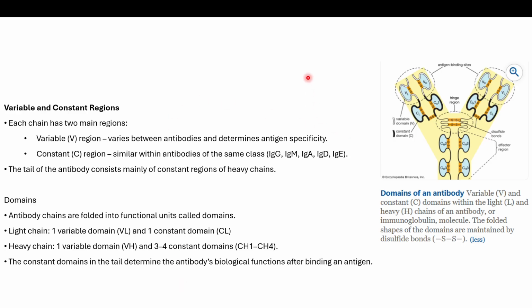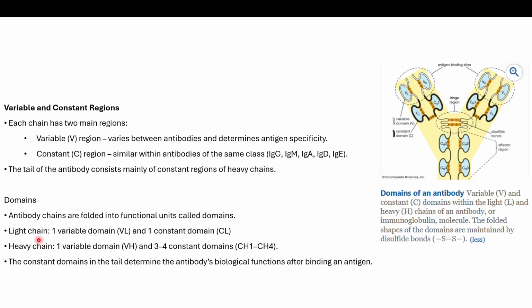Now, if we talk a little more in detail about the chains on the antibody, there are variable and constant regions. Each chain has two main regions: the variable or V region, which varies between antibodies and determines the antigen specificity. These regions here are the variable regions. And then there's the constant region or C, which is similar within the antibodies of the same class. These ones.